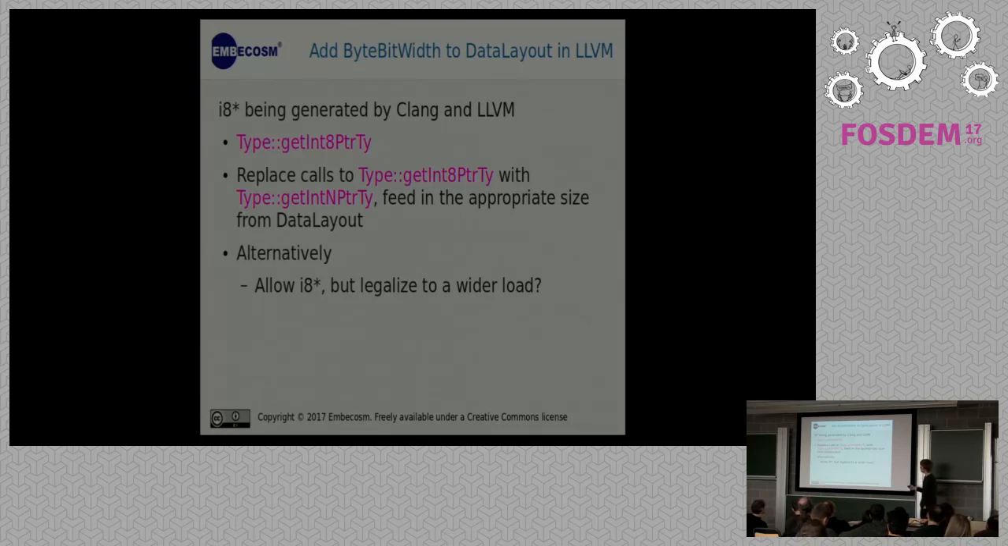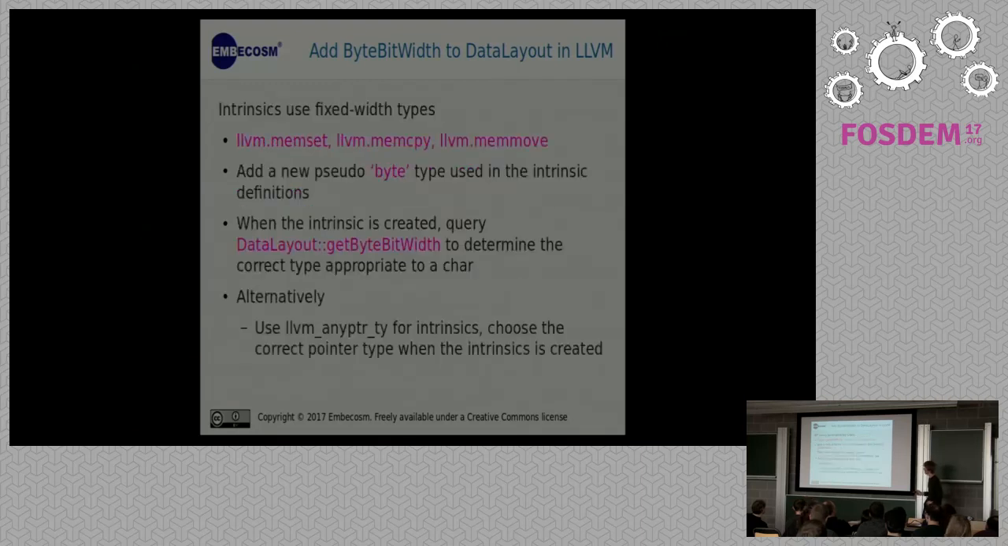The alternative to this would be to just keep allowing int 8 pointer type. However, in LLVM somewhere, maybe expand that in LLVM itself to a wider load and the appropriate maths to get the original i8 out. However, just replacing all the calls seemed like the more elegant solution, so that's what we settled on. We didn't really investigate this.